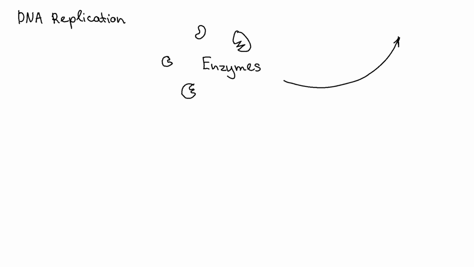DNA replication occurs in the S phase of the cell cycle, and as with any other complex process in our organisms, it requires different enzymes to proceed. Today, we will take a look at the enzymes that play a key role in DNA replication and what they do. The first important enzyme in the process of DNA replication is topoisomerase.